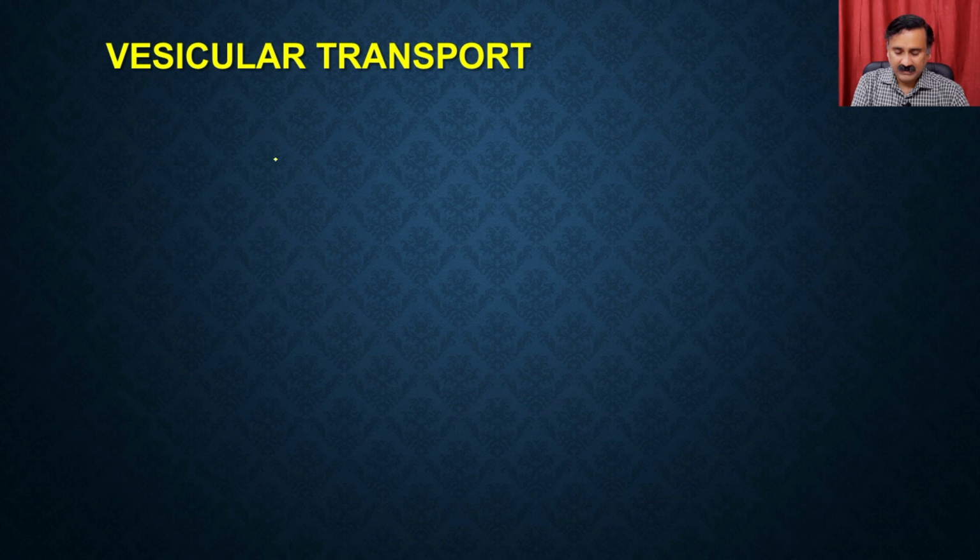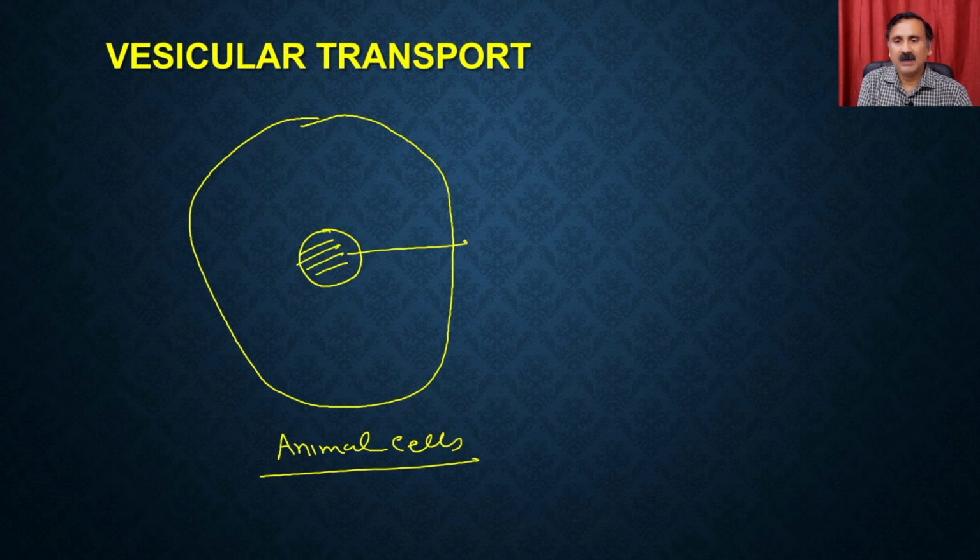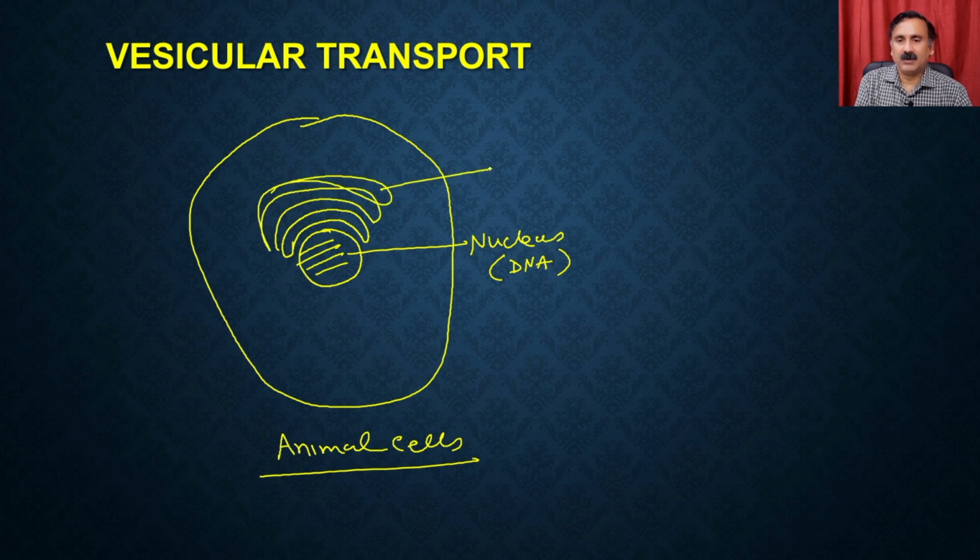In the cell, whether it is an animal cell or a plant cell, for example, if this is an animal cell, what are the things we are going to have? We are going to have a nucleus, where we have the DNA as the genetic material. Then outside this nucleus you are going to have the ER, like this. Then you are going to have the Golgi bodies.